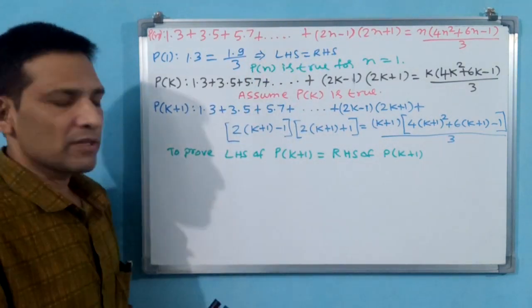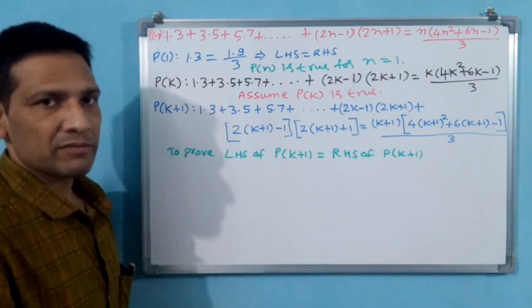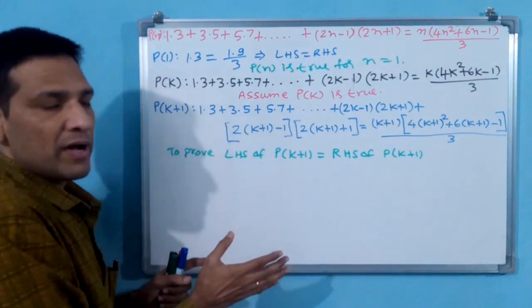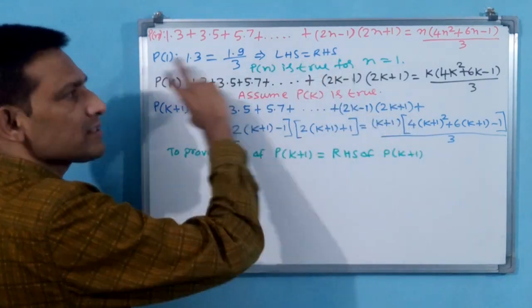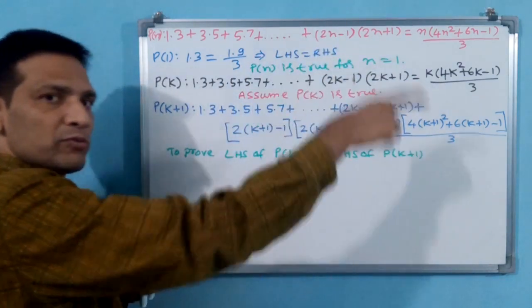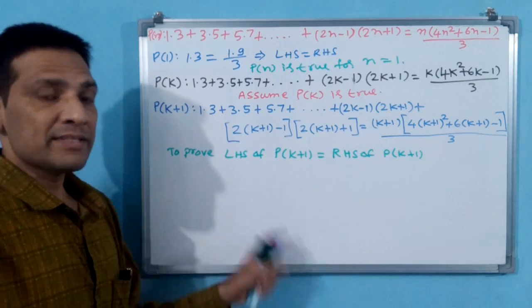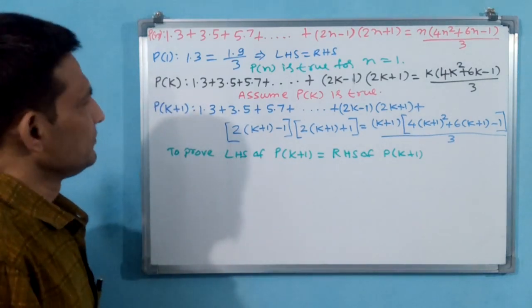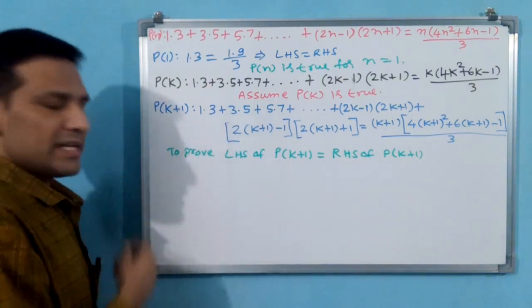To prove LHS of P(k+1) is equal to RHS of P(k+1), what do we do? First we take LHS and make it one box. Then again we take RHS, simplify it, and finally make a box. Now RHS is equal to LHS, both are equal. Okay.